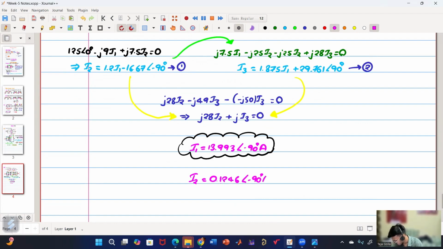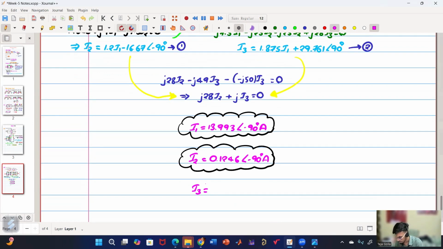So I am writing down the values that I have obtained. How to convert polar form to rectangular form? Okay, I'll explain. Let me just write the I3 value also. It will be 3.524 angle 90 degrees. I'm writing this because you can do this later also, because this is just math. And as this video will be available on YouTube, you can always come back and cross check.